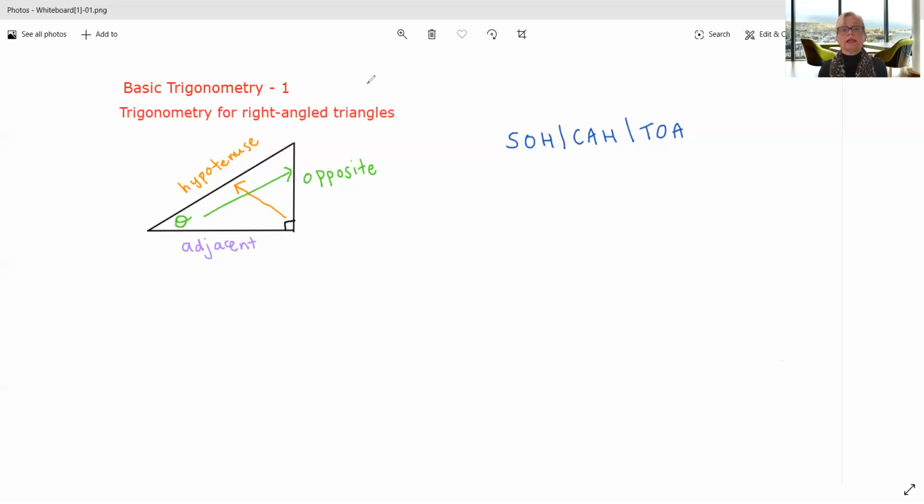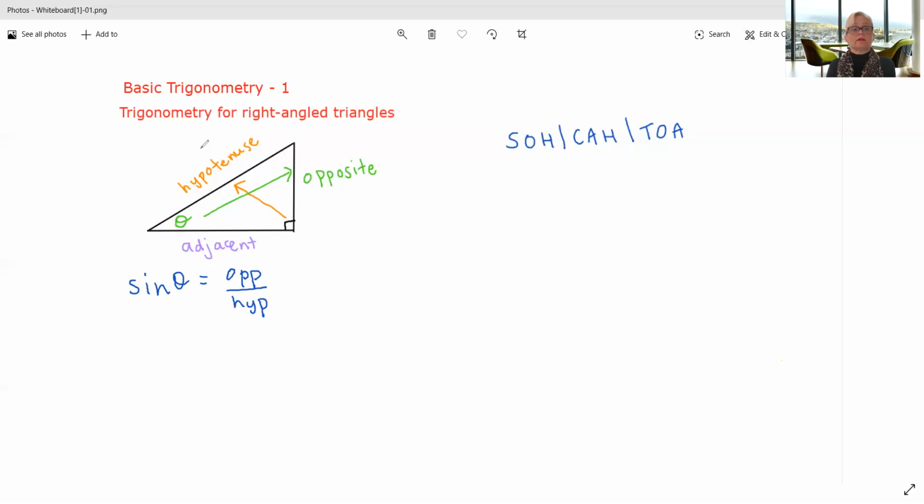Now there are 3 trig ratios that I want to introduce you to. And of course, all triangles that have the same 3 angles, no matter what size they are, their sides will be in the same ratio. So it's really the angles that determine those ratios. The first ratio I want to introduce to you is sine of theta. The sine ratio is the ratio of the opposite side to the hypotenuse.